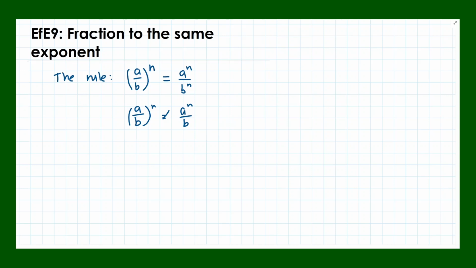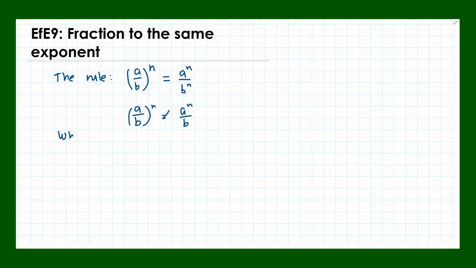Again, just like with the multiplication, on the left-hand side, we have a bracket, and the bracket signals to us that both a and b have to be raised to the nth exponent, while on the right-hand side, only a is raised to the nth power or nth exponent. Okay, so be careful with these slight nuances of algebra.